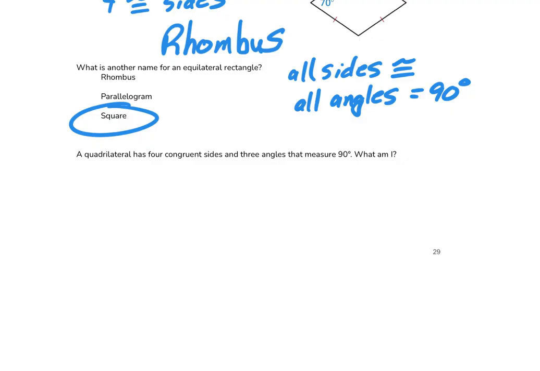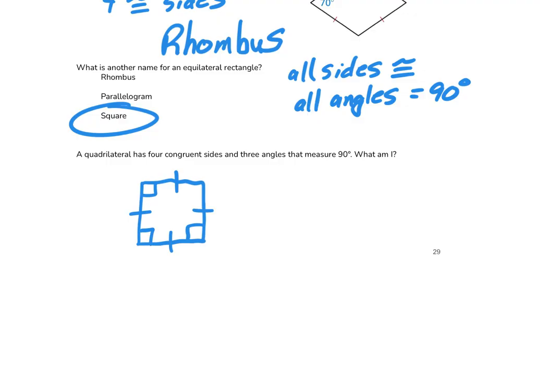A quadrilateral has 4 congruent sides and 3 angles that measure 90. Four congruent sides. Mark it up. 3 right angles. What does that 4th angle have to be? 90 degrees, okay? And there's a lot of different ways that we can do that. If this is 4 sides, that means it's a rhombus. 4 equal sides, I should say.